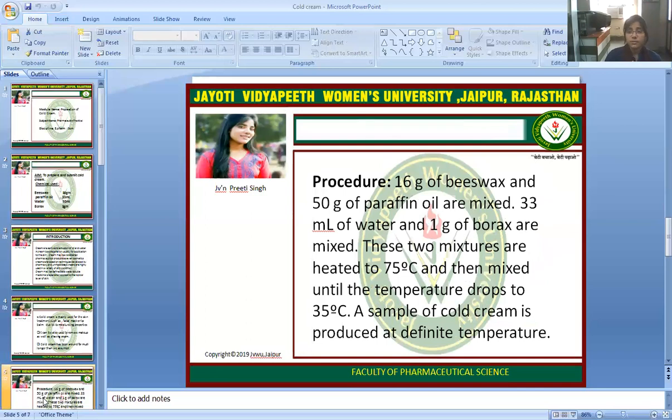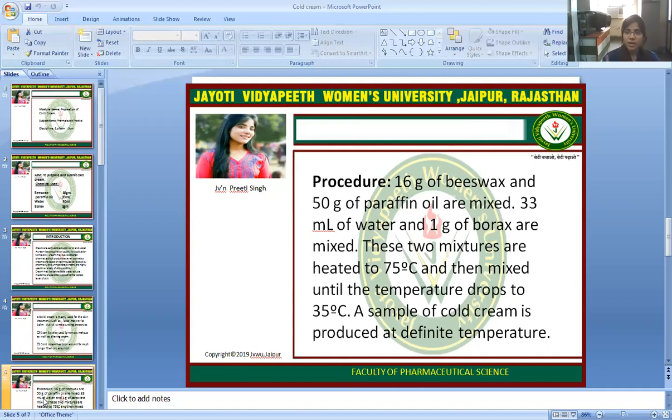Then we discuss the procedure. What is the procedure of this practical? Firstly, 16 gram of beeswax and 50 gram of paraffin oil are mixed together in a mortar and pestle. In pre-formulation study, firstly wash the mortar and pestle, and weigh the accurate amount of beeswax on the weighing balance, and 15 gram of paraffin also on the weighing balance.